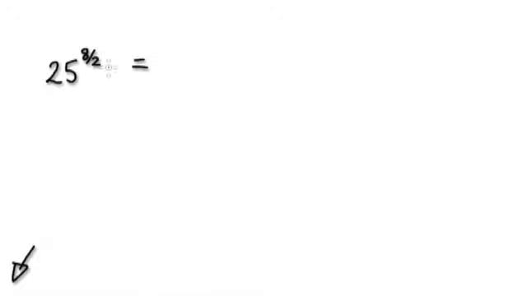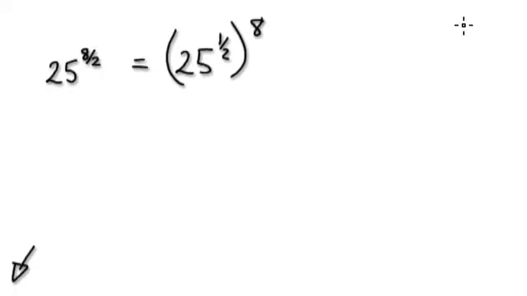So here, when you have a power of a fraction, maybe you can break it up like this. Think of it as 25 to the power of a half, and then times 8. Okay, because this times this would be 8 over 2. Now what's inside the brackets here is really a square root of 25.